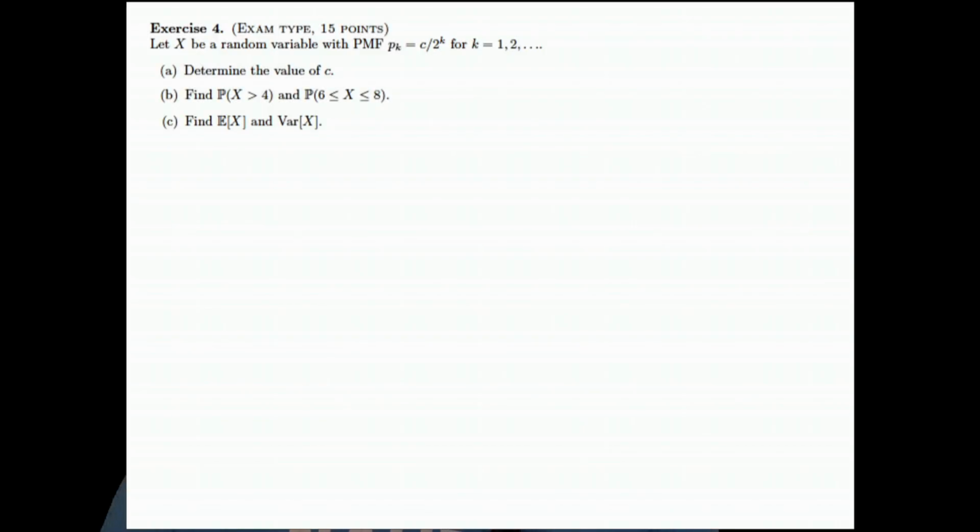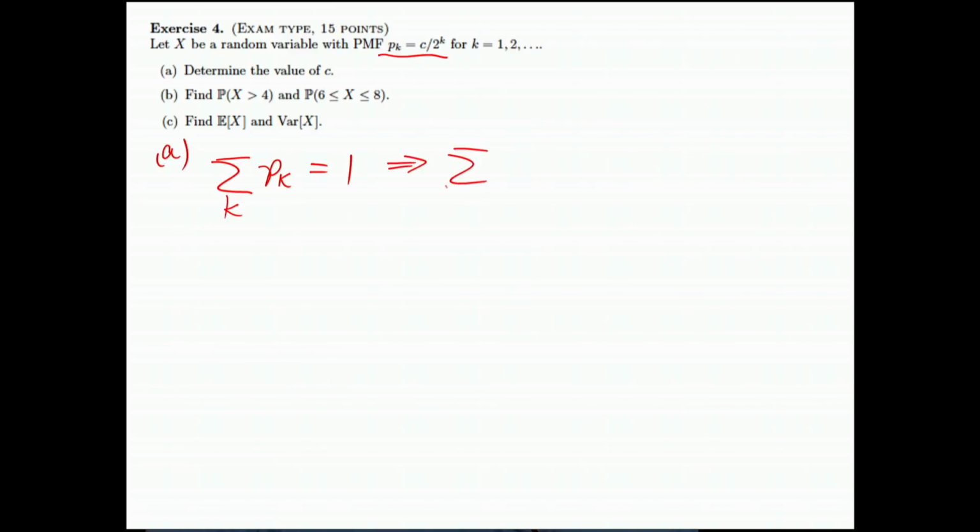Let X be the random variable with the PMF here. First, determine the value of c. We know the property of the PMF: if I add all the PMF together, then there will be 1, which means if I add all PMF, it should be 1.